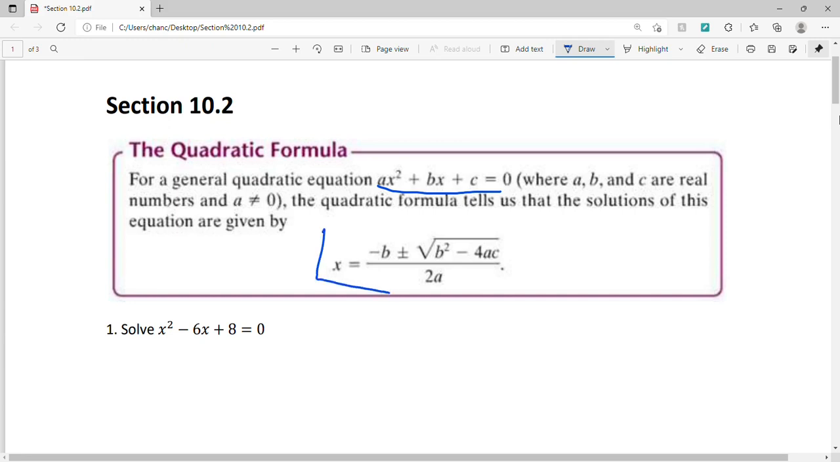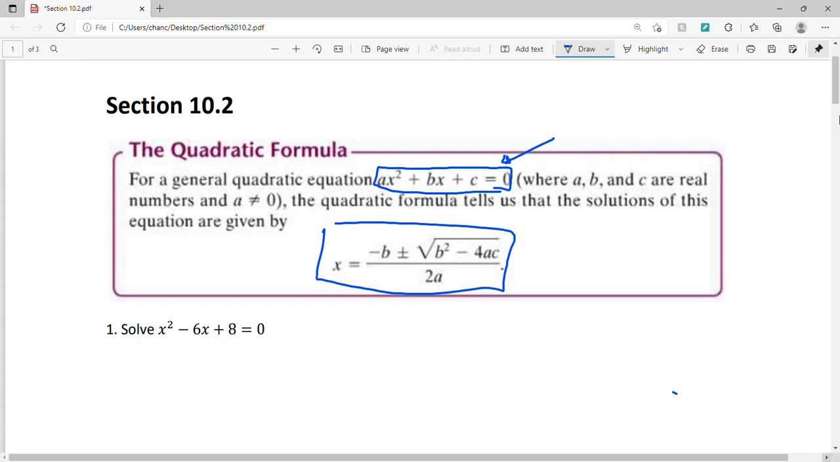This formula should be memorized for this class. So please remember the quadratic formula. It can only be used if our equation is in standard form. It has to be ax squared plus bx plus c equals 0. And once it is equal to 0, then we have permission to use the formula. If you don't have it in the correct form, you cannot use the formula.